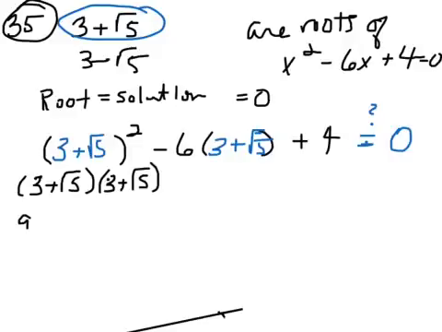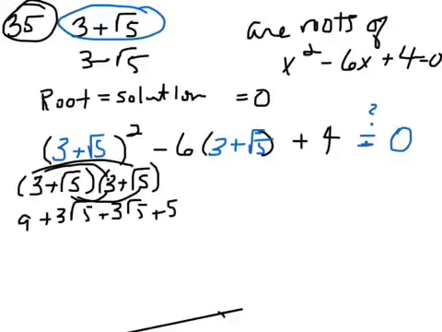3 times 3 is 9. 3 times square root of 5 is 3 square root of 5. This square root of 5 times 3 is another 3 square root of 5. And square root of 5 times square root of 5 is 5. Okay, so now let me go ahead and simplify all that. 9 and 5 is 14. And I've got 3 square root of 5 plus 3 square root of 5. That would be 6 square root of 5.